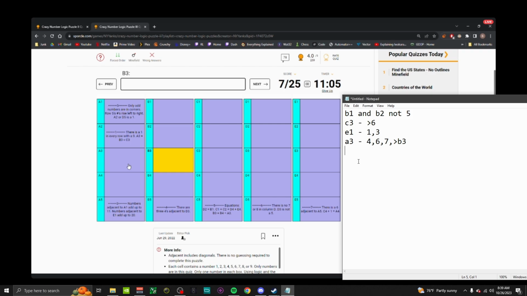Because the smallest A3 can be is 4. Add 1 more minimum. Oh, which is 5. I see what you mean. Yeah. Okay. Okay, well that's something.